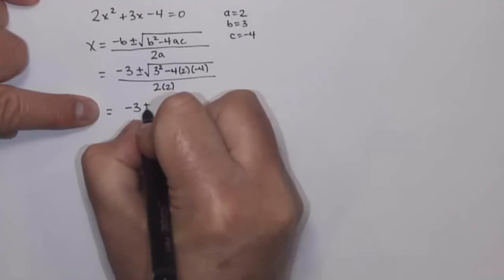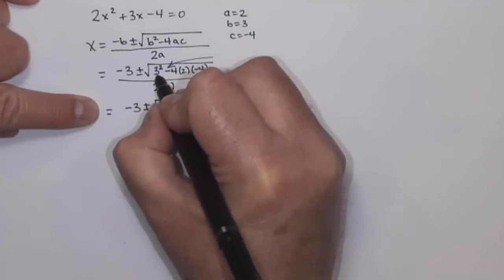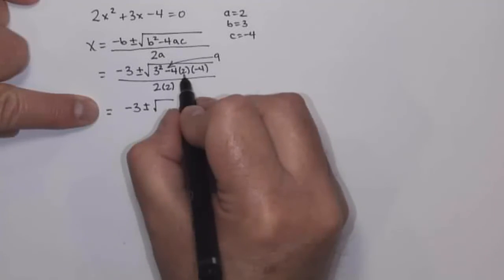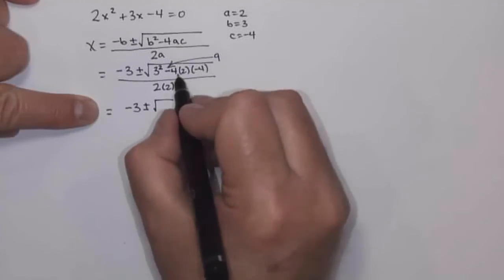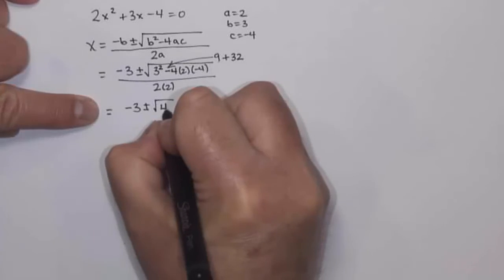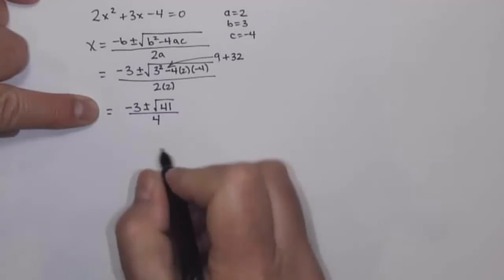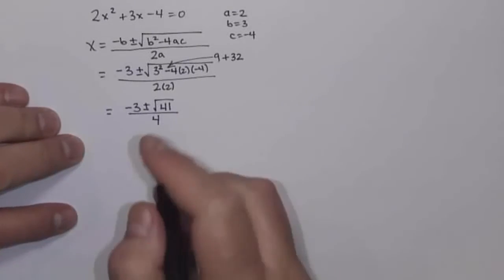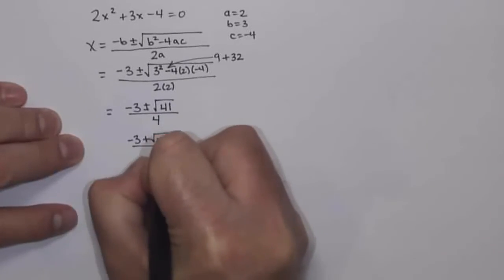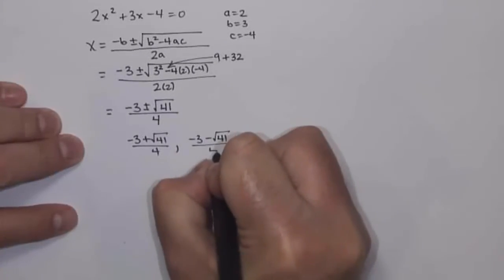So I have negative 3 plus or minus the square root. Now, underneath that square root, I have 3 squared, which is 9. I have minus 4 times 2, which is minus 8, times negative 4. Minus 8 times negative 4 is going to be plus 32. And 9 plus 32 is 41. So I have 41 underneath the square root and 4 in the denominator. So that's two things. I have negative 3 plus the square root of 41 over 4, and I have negative 3 minus the square root of 41 over 4.